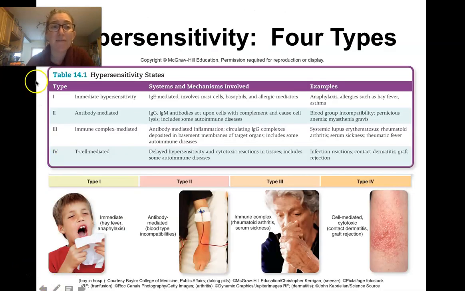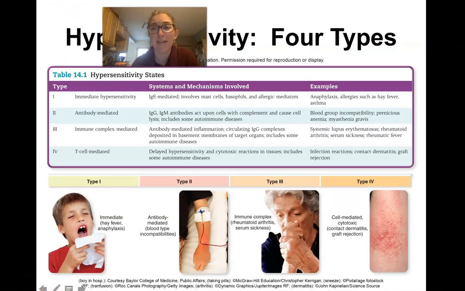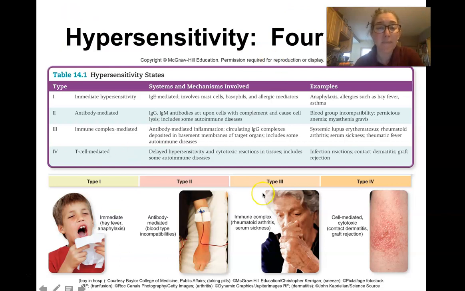There's actually 4 types of hypersensitivity, and this slide is kind of busy and detailed, and I'll come back to it to summarize after we learn about these 4 different types. Things to note is they are typed, type 1, type 2, type 3, type 4, and they each have a name that goes with that type. And they have different mechanisms that are involved.